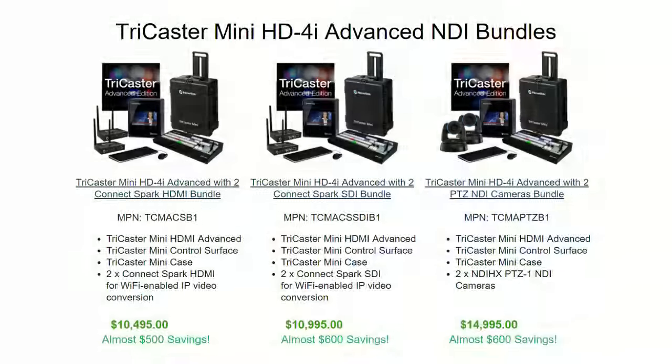All right, the base bundle is the TriCaster Mini HD4i Advanced bundle with two Connect Spark HDMIs, and that's for $10,495. So you save $500. It's like getting one of the Connect Sparks for free. The next bundle is the TriCaster Mini HDI Advanced. That's the HDMI version with two Connect Spark SDIs, and that one's $10,995.